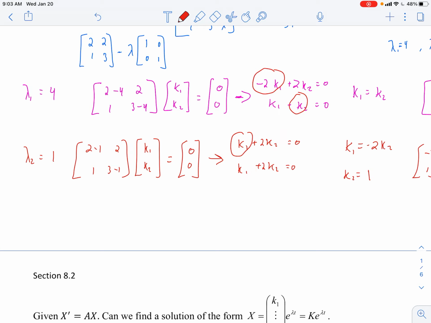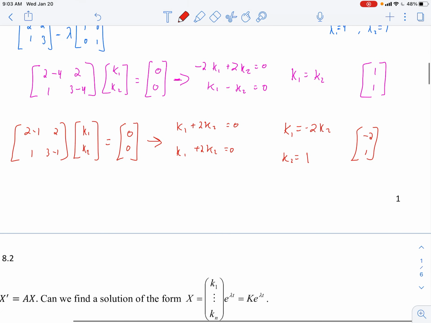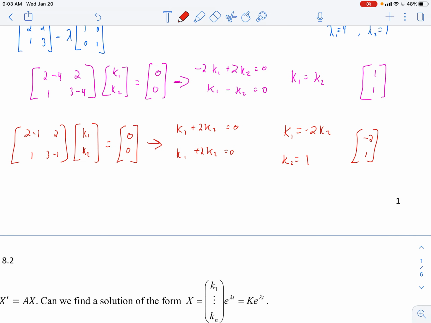It's not designed to be that complicated when we move on to another one. So now when we have this system, we solve. When we solve, we get k sub 1 is equal to negative 2 k sub 2. And then we can say k sub 2 is equal to 1. We could say k sub 2 is equal to 2. We can make k sub 2 be whatever we want. We could have made k sub 1 equal to whatever we want.